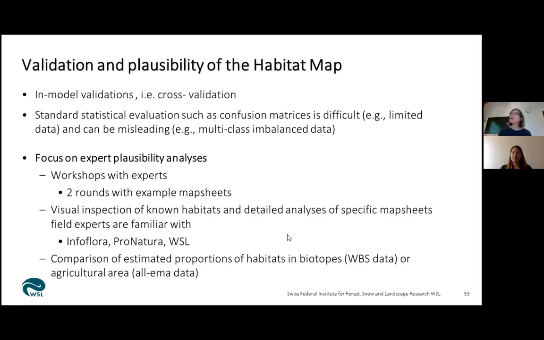And Nika described that as well, that we did some comparison of estimated proportions of habitats in different biotopes using, for example, the diversity modelling data or agricultural data from LAMA.